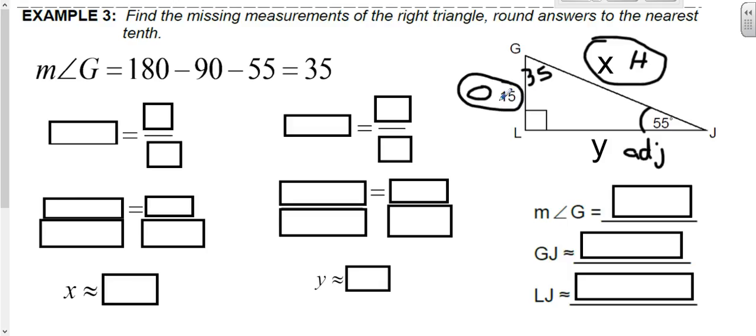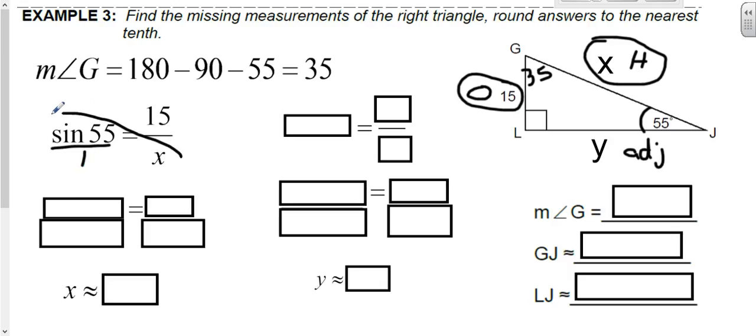So, well, we can choose our trig function. Hypotenuse and opposite, that's sine. So I know the sine of the angle, which is 55, is going to equal the opposite side, 15, over the hypotenuse, x. And then remember, the next part to solve is to set it up as a proportion and cross multiply. So this cross product is x times the sine of 55 degrees. So remember, you put your x first, sine of 55. The other cross product, 1 times 15, is 15.